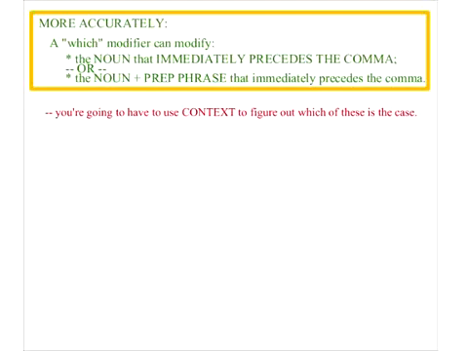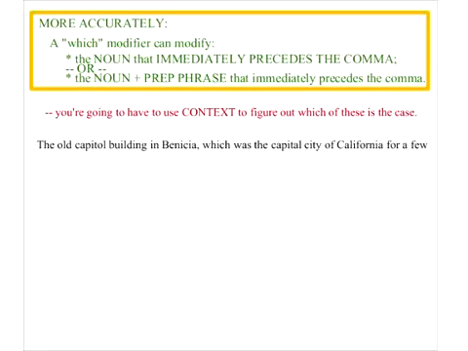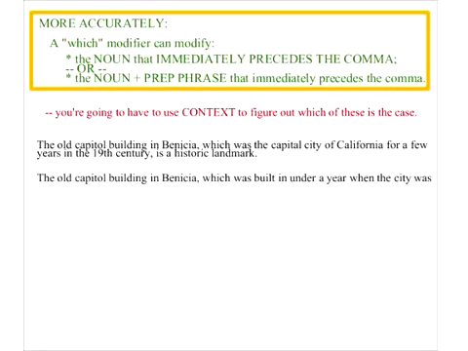If you say the old Capitol building in Benicia, which was the capital city of California for a few years in the 19th century, is a historic landmark, versus the old Capitol building in Benicia, which was built in under a year when the city was designated capital of California, is now a historic landmark.